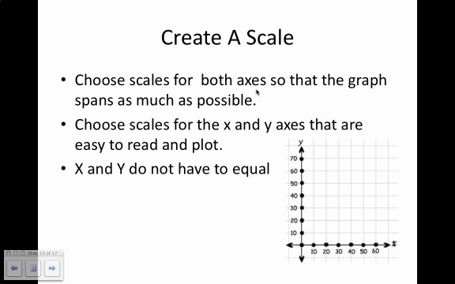Next step, after you create a title and after you create the axis title with the proper unit label, you have to choose a scale. Choose a scale for both axes so that the graph spans as much as possible. If you're drawing a graph by hand, try to take up as much space as possible. Don't try to save space. It's easier for you and for me as a teacher to see the trends in the data. Choose scales for the x and y axis that are easy to read and plot.